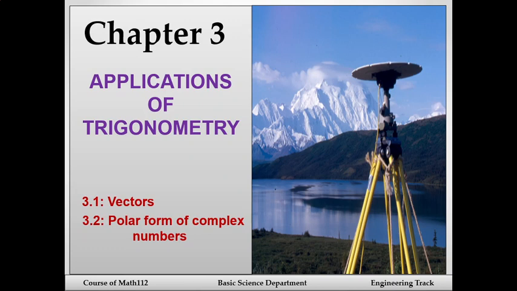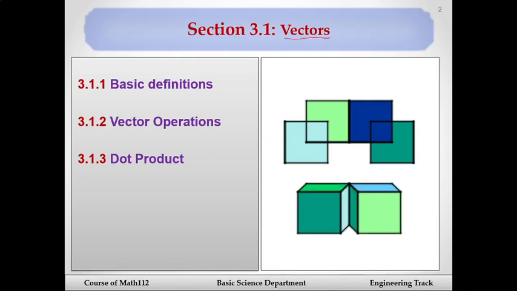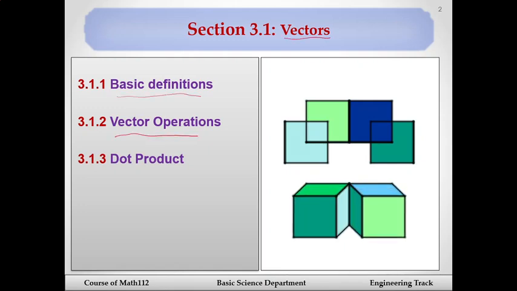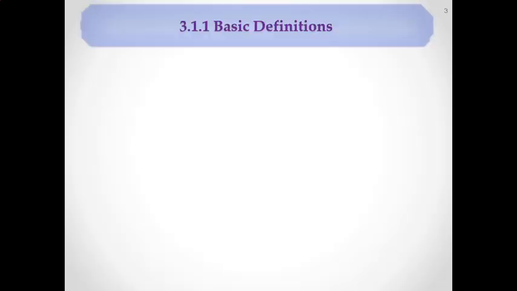Chapter 3: Applications of Trigonometry. Vectors, the polar form of complex numbers. Now, we will start with vectors and we will give some basic definitions, vector operations, and the dot product.